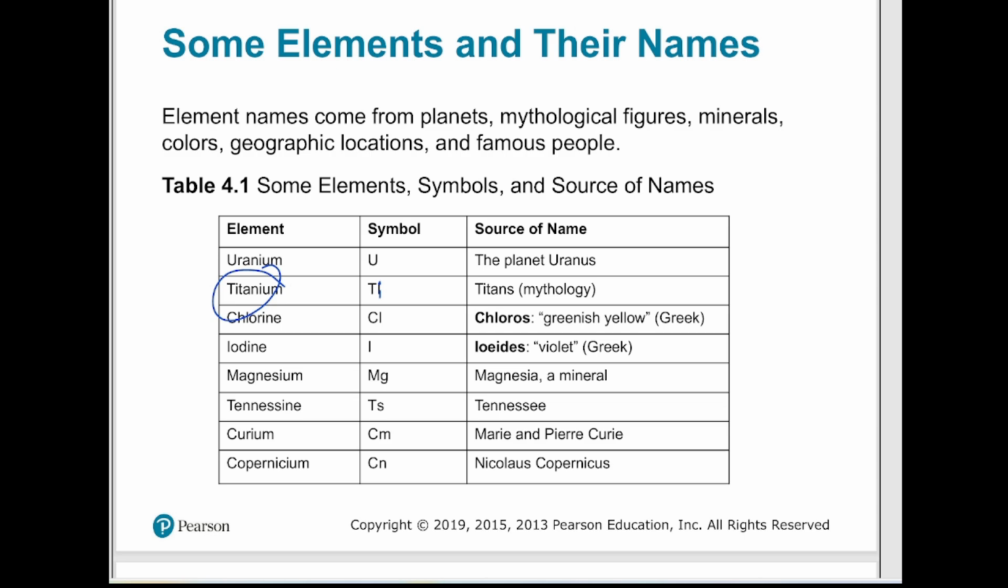We have tennessine, which was named after the state of Tennessee because it was only synthesized in 2010. This element is not a naturally occurring element. We have curium, which is named after the Curies, Marie and Pierre Curie, who you've probably heard of, famous scientists. And we have copernicium, which is named after Copernicus and has the symbol Cn.